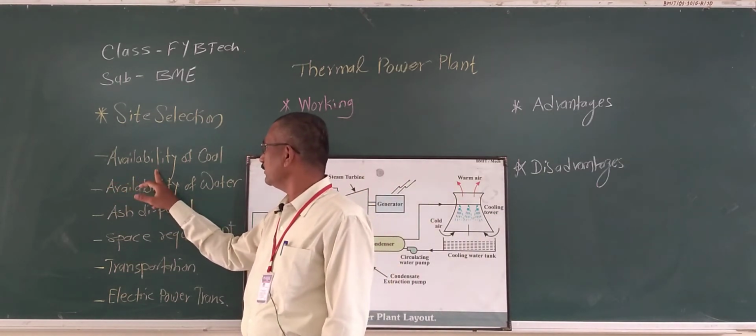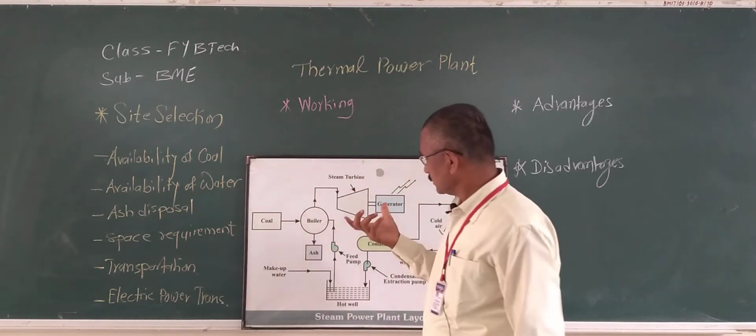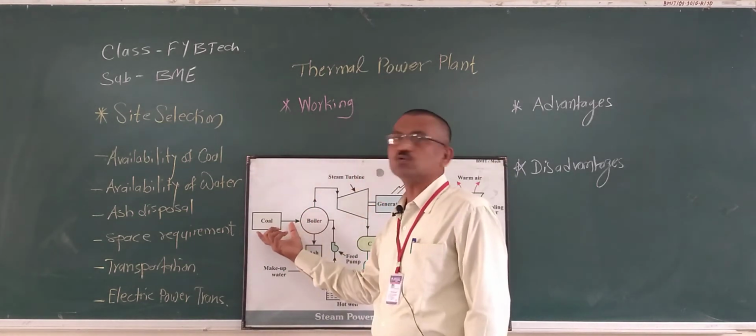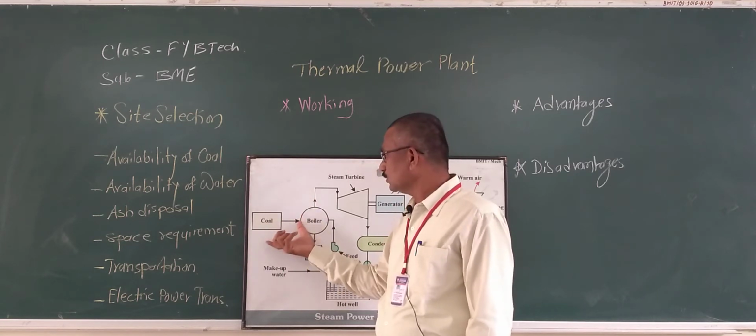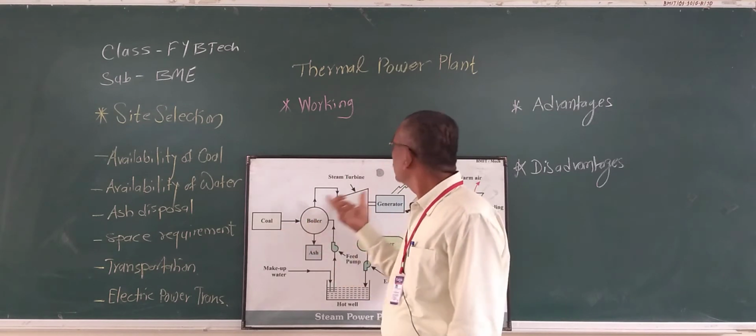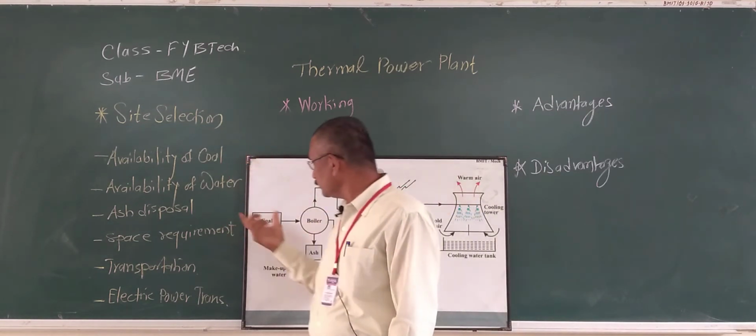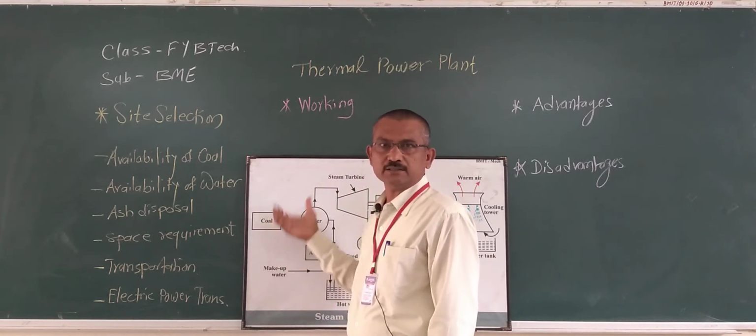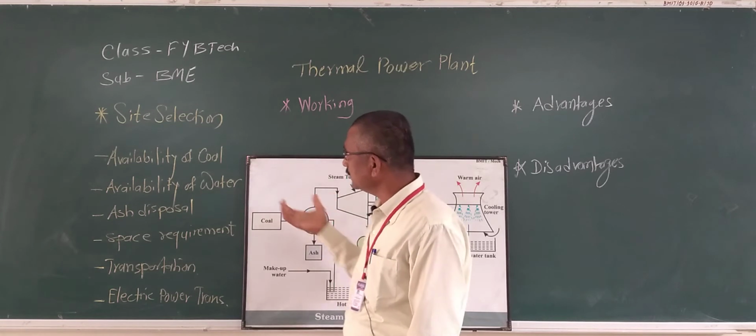First of all, availability of coal. In this case, the most required resource is coal, isn't it? And that coal we can get from the coal mines. That's why while selecting the site for a thermal power plant, it should be nearer to the coal mine, so that the transportation cost of the coal will be minimum or get reduced. That is regarding number one.